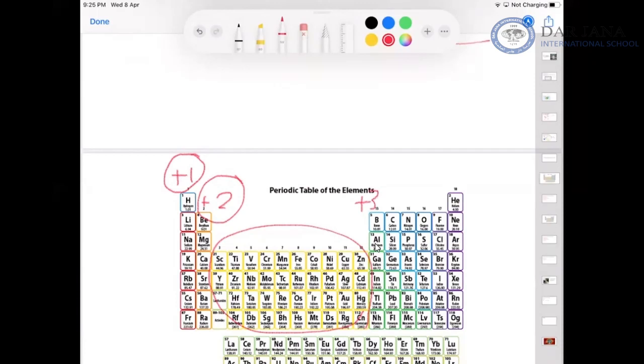And then we have group 14. They have 4 valence electrons, so they lose, gain, or share 4 electrons. Now group 15, they have 5 valence electrons, so it will be easier for them to gain 3 electrons to become 8. So this is -3, -2, and -1. So +1, +2, +3, 4, -3, -2, -1.